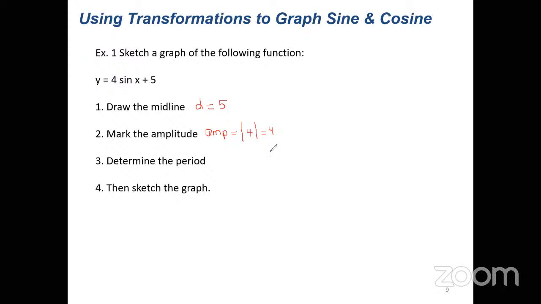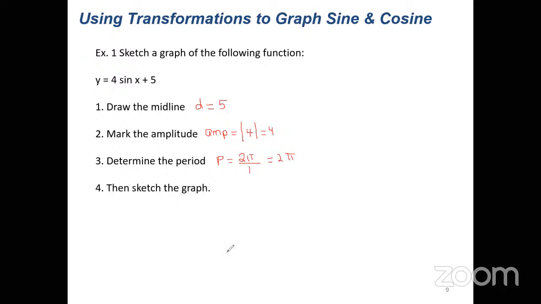Claire, Dylan, Hope. What is the period? I'll give you a hint: 2 pi over something. Remember I said it was B? So in this case, what is B? And what is the period? Dylan is correct. The period is 2 pi.